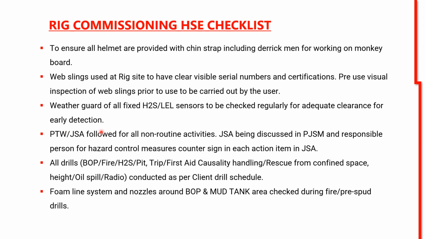for the early detection. PTW (permit to work) and JSA (job safety analysis) followed for all non-routine activities. JSA being discussed in PJSM (pre-job safety meeting), and the responsible person for hazard control measures countersigns each action item in the JSA. So for doing any non-routine job, there should be a PTW first, and a JSA should be there.